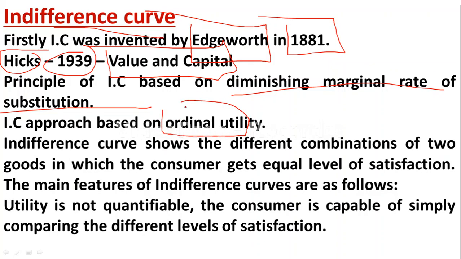Then the indifference curve is going to show us the different combinations of two goods in which the consumer gets an equal level of satisfaction. And here we cannot measure the utility in numbers. Instead we are going to give different ranks to the different commodities. So the indifference curve deals with different combinations of two commodities where the consumer is going to get an equal level of satisfaction. So let us study it by using a diagram, then you will understand it.